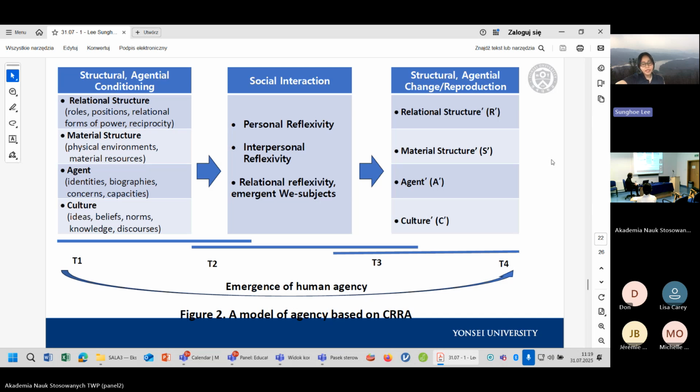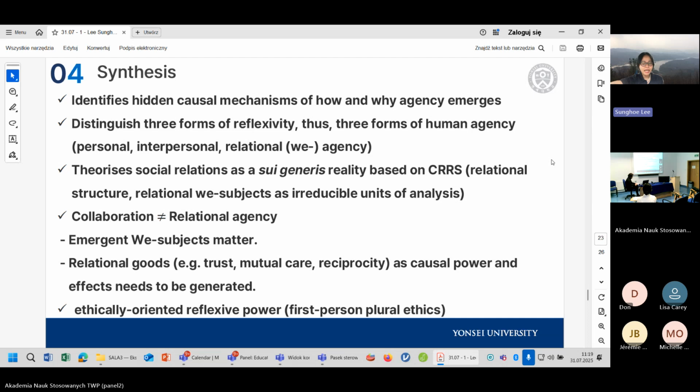The model advances theoretical and practical contributions. First, by adding social relation as a sui generis reality, CRRA resolves Archer and Donati's debates and avoids collapsing reflexivity into individual mental ability. Second, it clarifies how reflexive modes trigger distinct causal pathways, explaining why some collaborative initiatives plateau while others evolve. Importantly, collaboration does not automatically equal relational agency. Practically, efficient task sharing may reflect only interpersonal alignment, whereas relational agency requires a deliberately cultivated we-relation that orients action toward the good of the relation itself.